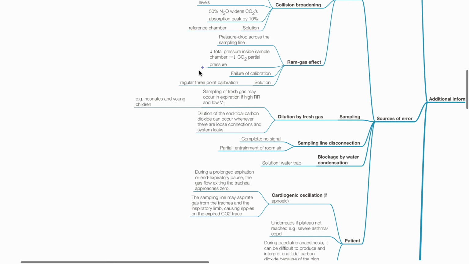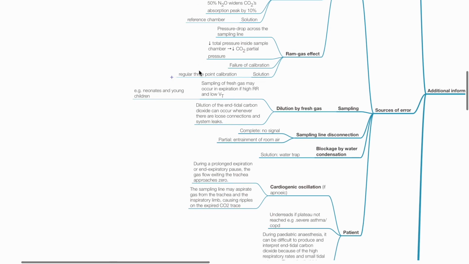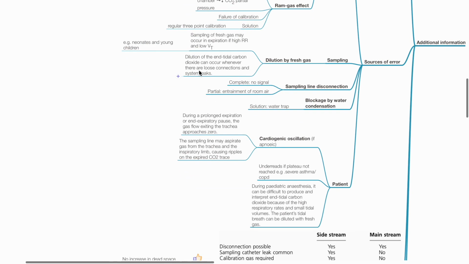Sampling line disconnection. If complete, there will be no signal. If partial, there will be entrainment of room air. Blockage by water condensation. This may be avoided by having a water trap.